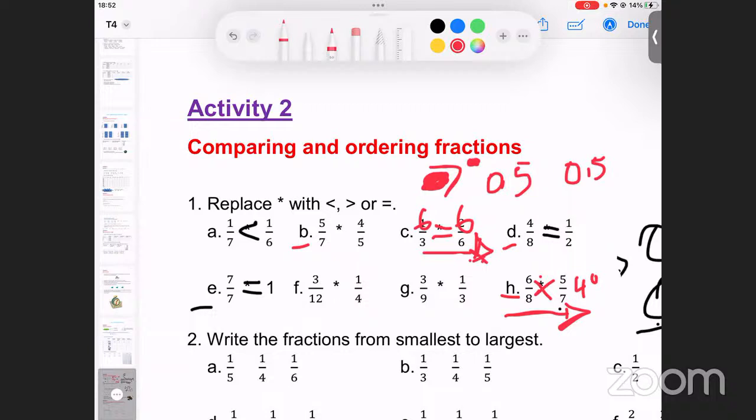So we're going to do cross multiplication. First we're going to say, what is 5 times 5? Then we're going to get the answer of 25. Then we're going to put it on top of the 5.